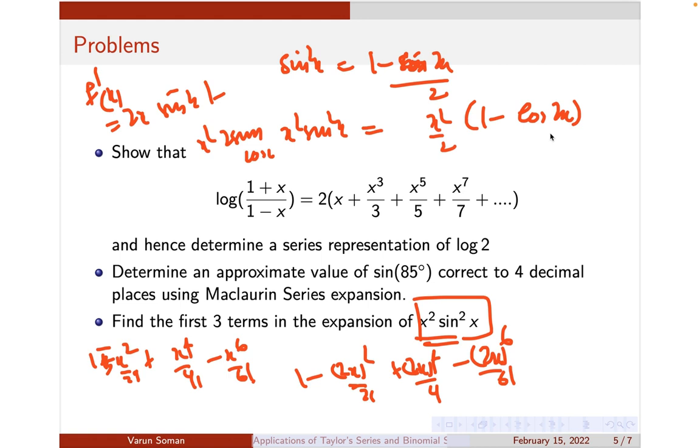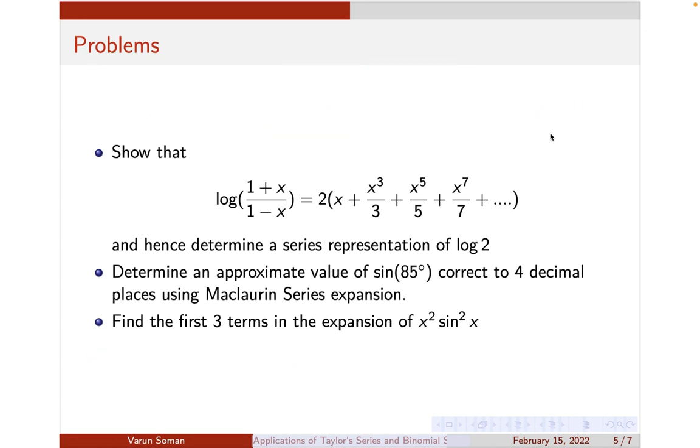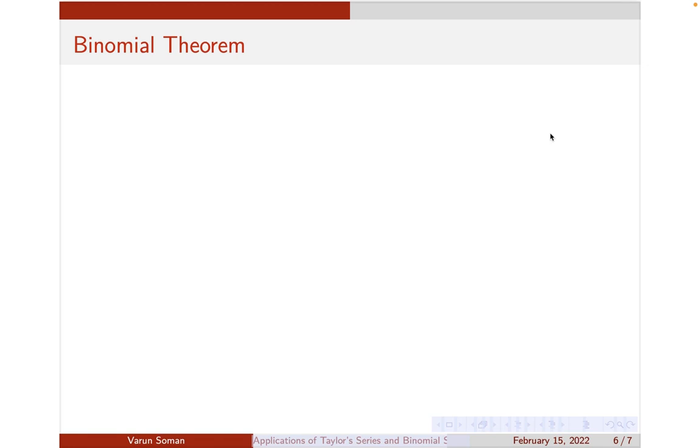Okay, so now I hope it is clear. Please try these problems by yourself. Now we will move forward to the binomial theorem. It's very simple. Binomial theorem is also actually derived from Maclaurin series expansion itself. It gives you the value of (1 plus x) raised to n.